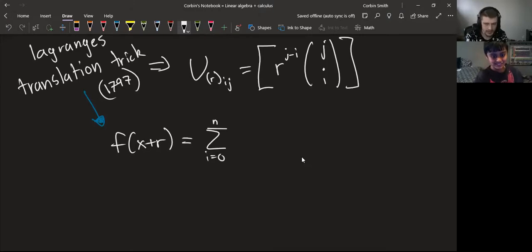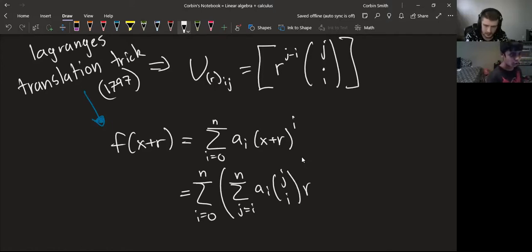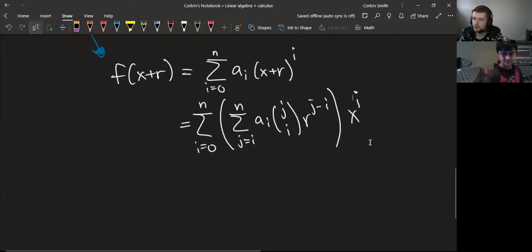Okay, so we have this is a_i times (x plus r) to the I, but then we saw that it can be rewritten this way: the sum from I equals 0 to n of, in parentheses, the sum from j equals I to n of a_j times j choose I times r to the j minus I. Here is one thing to note. The binomial theorem is symmetrical, right?